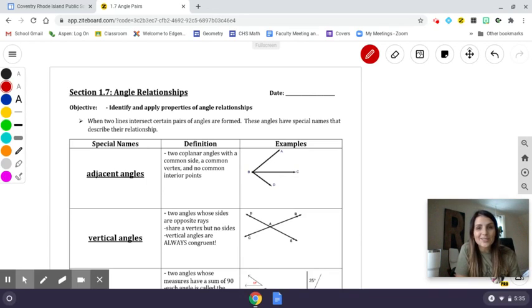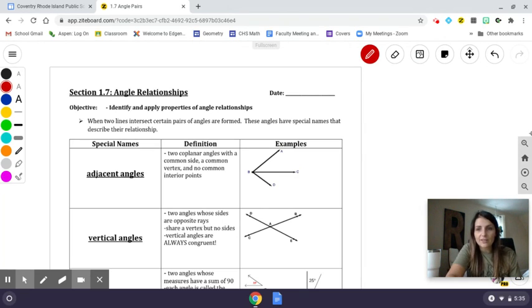Hi guys. So today's lesson is more on angles. It's on angle relationships, or sometimes I refer to them as angle pairs, because it's all about different types of angles that come in pairs, come in two, and what their relationship is. So that's our lesson for today.